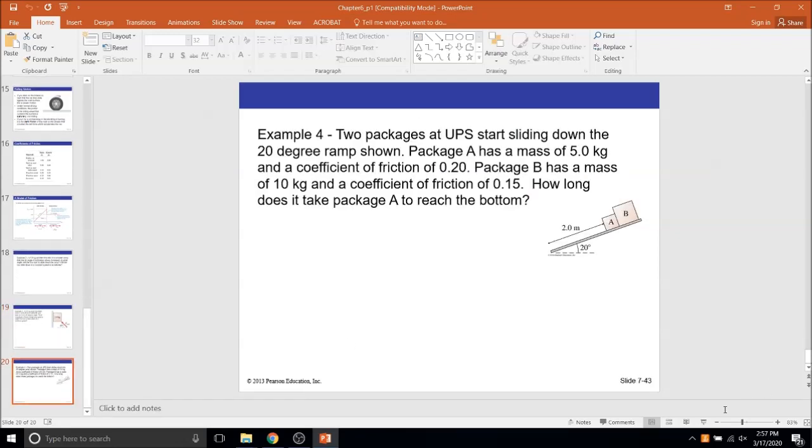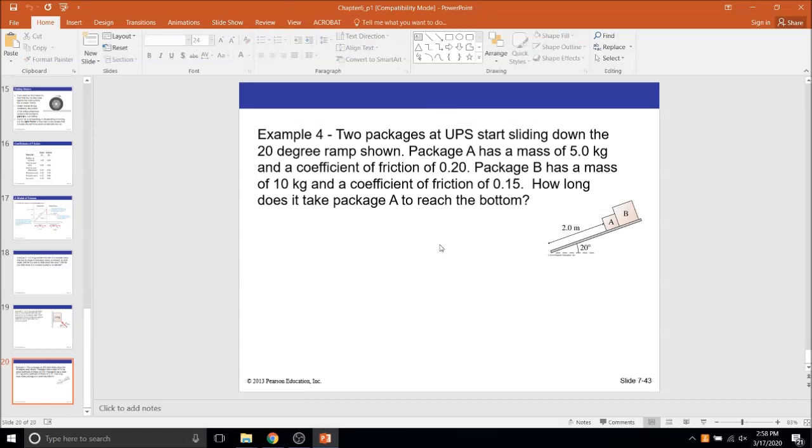Okay, one last example. This one's a doozy. This one's complicated, I guess, sort of. Two packages at UPS start sliding down a 20-degree ramp shown. Package A has a mass of 5 kilograms and has coefficient of friction, that should say kinetic. This stuff is moving. Well, I guess it's implied. Okay, it's kinetic friction here.